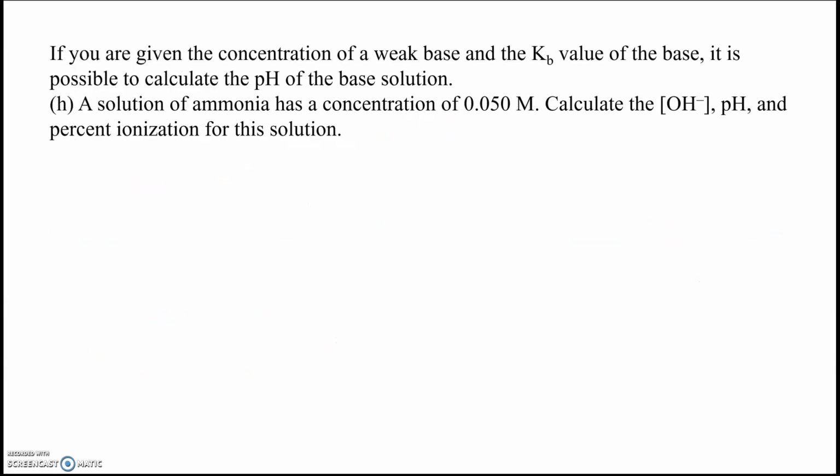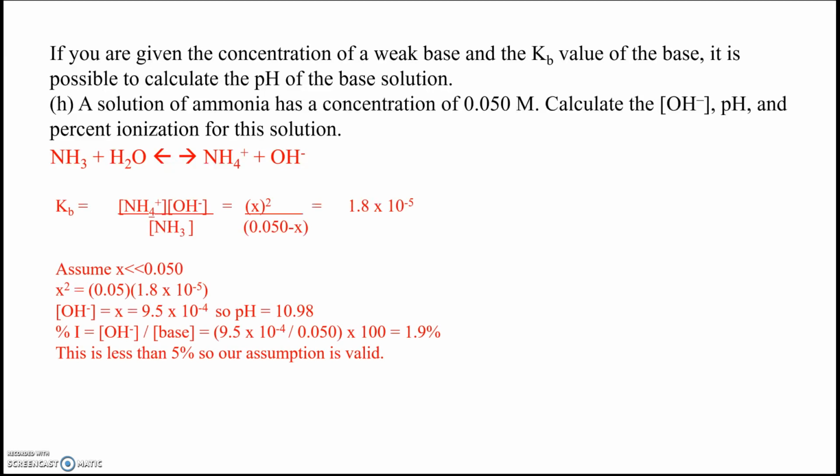All right, if you're given the concentration of a weak base and the Kb, can you calculate the pH? Of course, the answer is yes. So we've got ammonia with a concentration of 0.05 molar, and we're asked to calculate OH minus, pH, and percent ionization. We write our reaction and make sure it's balanced. We write our equilibrium expression, of course, leaving out the water. We plug in our values. We set it equal to our Kb.